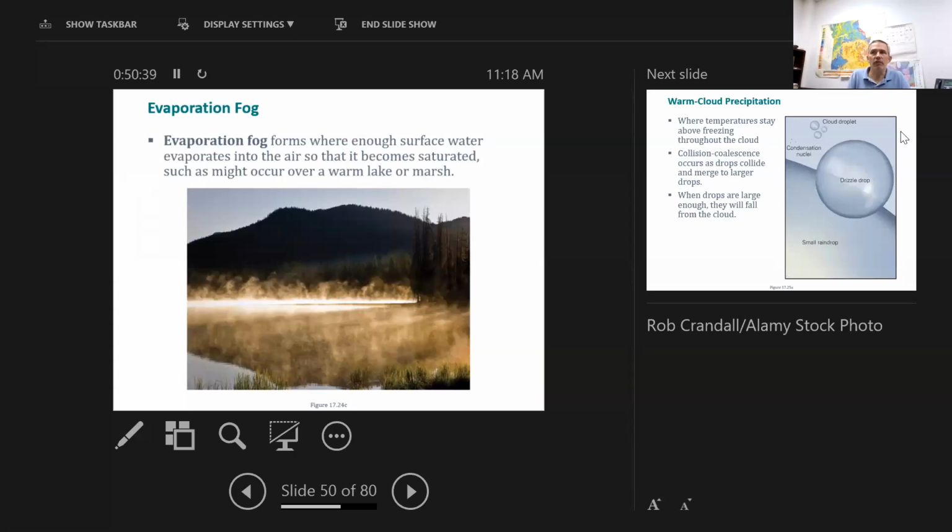Then we have evaporative fog, when we're adding water to the environment. In this case, we have a lake that is a little bit warmer than the air around it, so the water is evaporating. When the water evaporates, it hits the cool air around it, and it's going to condense at the dew point temperature to create this fog.